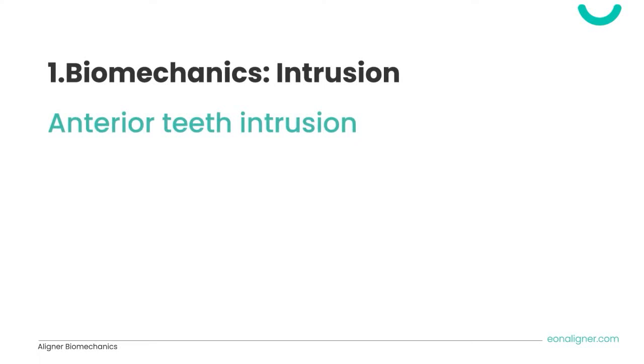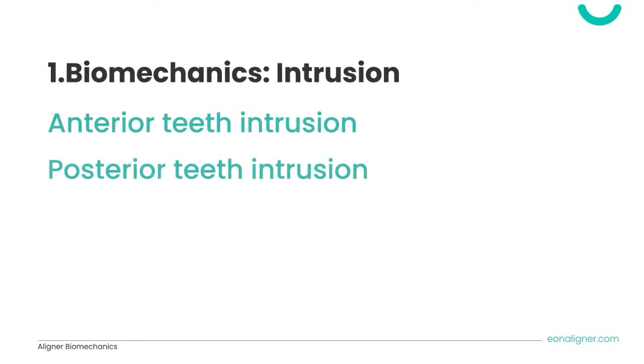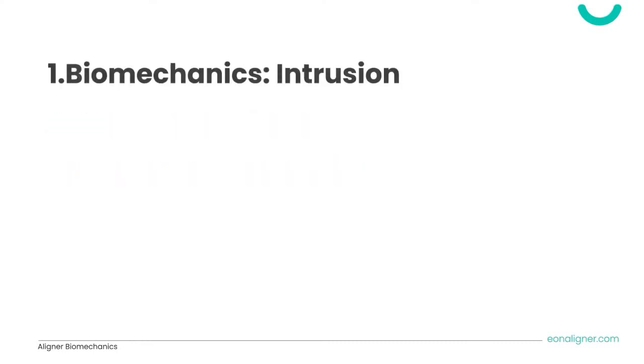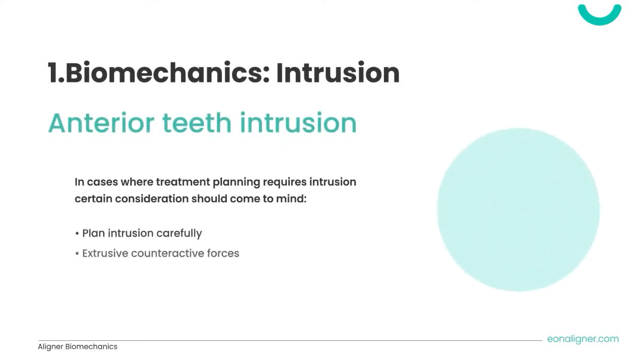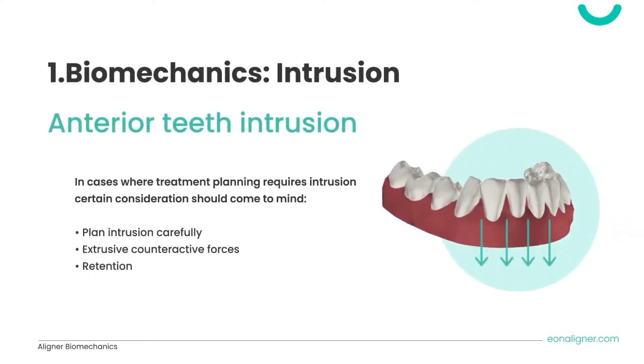When talking about intrusion with clear aligners, it is best to split it into two sets of groups, the first being anterior teeth intrusion and the second, posterior teeth intrusion. Anterior teeth intrusion. In cases where treatment planning requires intrusion, certain considerations should come in mind.